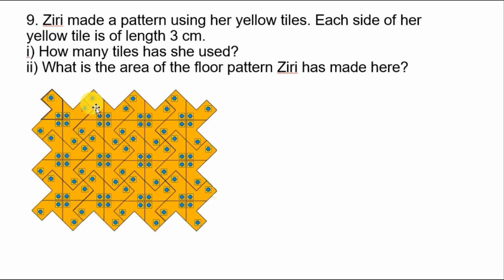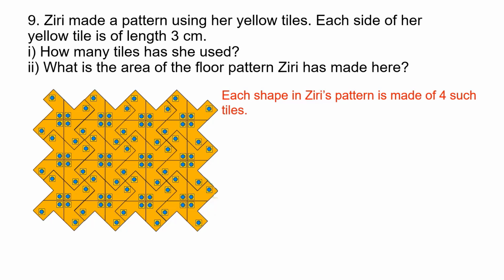Actually, in this pattern, we have 12 shapes. You can count also. 1, 2, 3, 4, 5, 6, 7, 8, 9, 10, 11, 12. So this whole pattern is made of 12 shapes. Each shape is made of 4 tiles. Just now I have shown you.